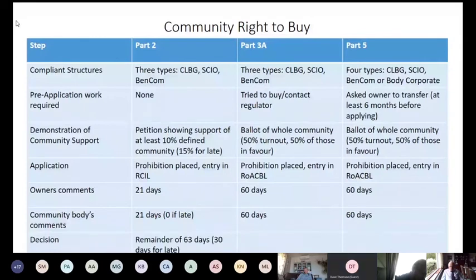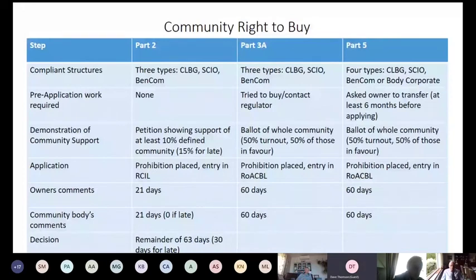The remainder of the 60 days, 63 days rather, under Part 2, is used up for our decision. So you've had 3 weeks for the owner's comments, 3 weeks for the group's comments. Ideally, we'd get 3 weeks to decide on a case, recommend to the Cabinet Secretary, and then for her to make that decision. Again, it's a late application because the process has already started of the transfer. The owner would have 21 days and we'd have 9 days left to make our decision.